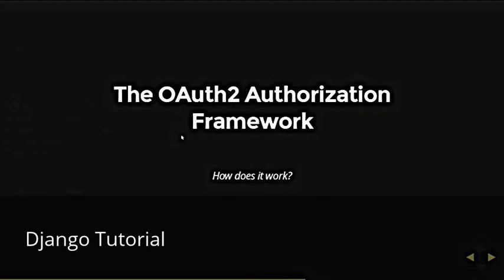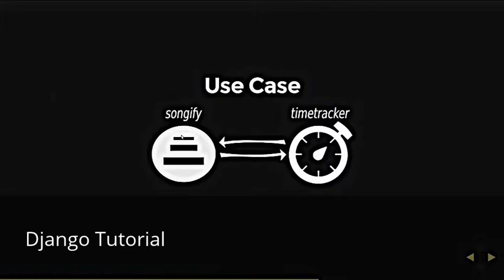This is the solution, the OAuth2 authorization framework. So, how does it work? I want to explain how it works using this simple use case. Imagine that there is a Songify music streaming service that wants to connect with the time tracker application, so their users can track their listening activities on the time tracker application.